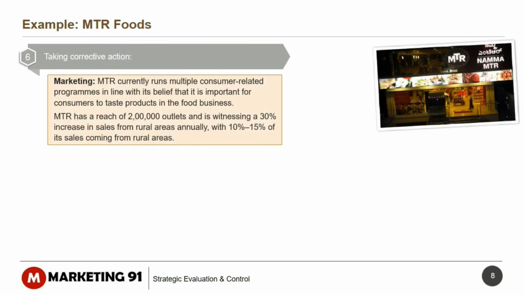Marketing. MTR currently runs multiple consumer-related programs in line with its belief that it is important for consumers to taste products in the food business. MTR has a reach of 2 lakh outlets and is witnessing a 30% increase in sales from rural areas annually, with 10 to 15% of its sales coming from rural areas.